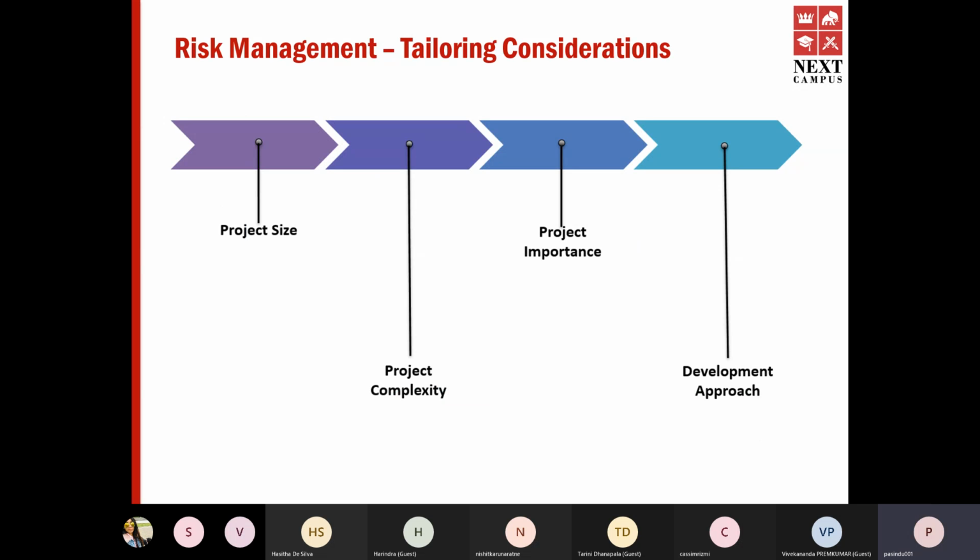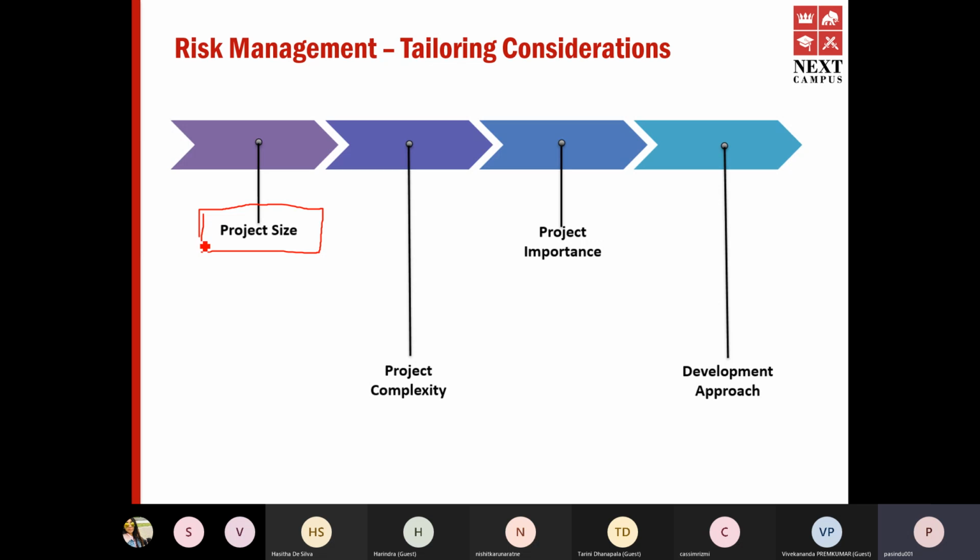Now, when it comes to tailoring, you would not use the same risk management strategy for all the projects. If it's a larger project, your risk thresholds are higher. If it's a smaller project, your risk thresholds may be less. So when it comes to tailoring, you consider 4 main things. One is project size. Okay.